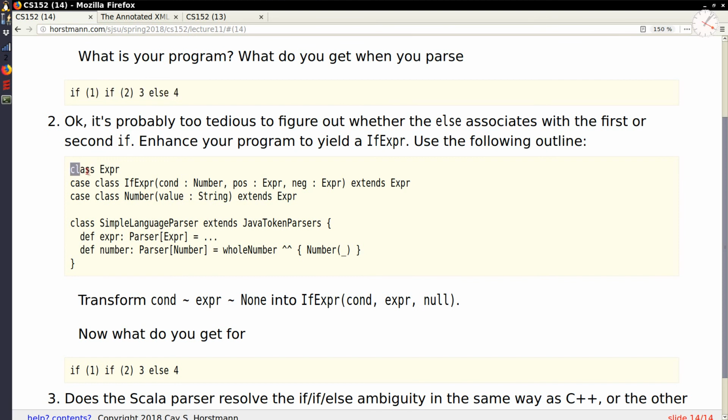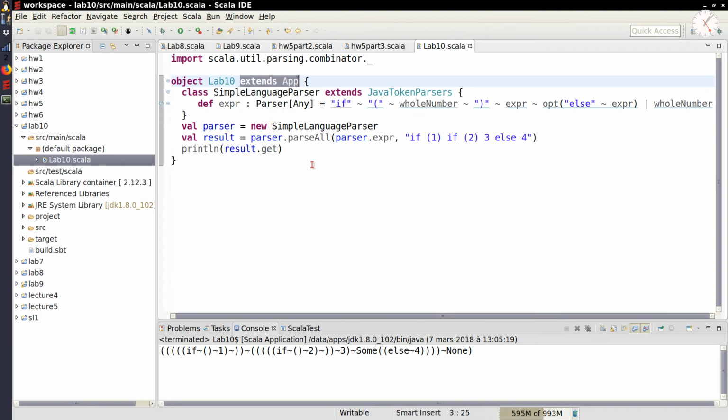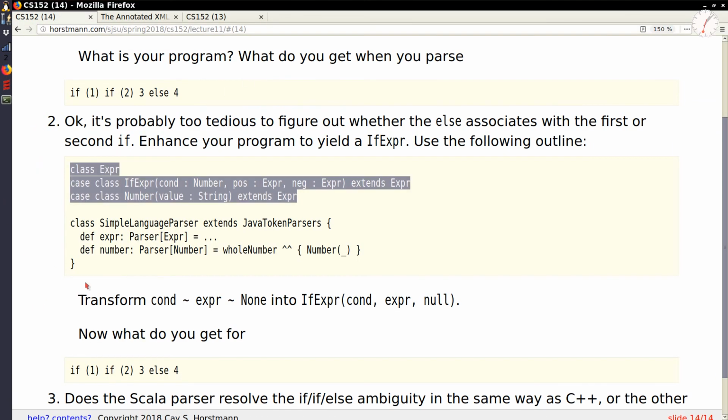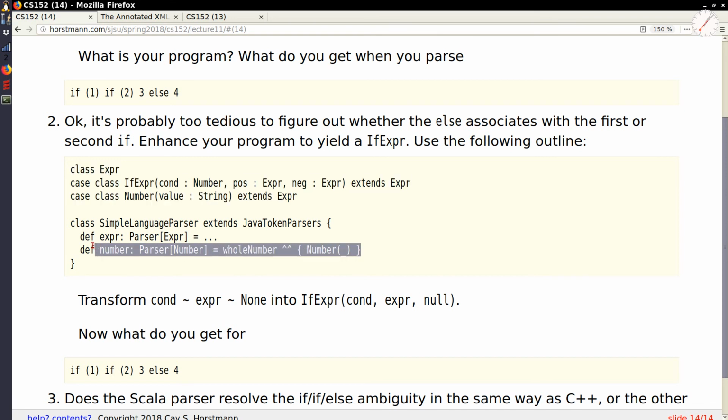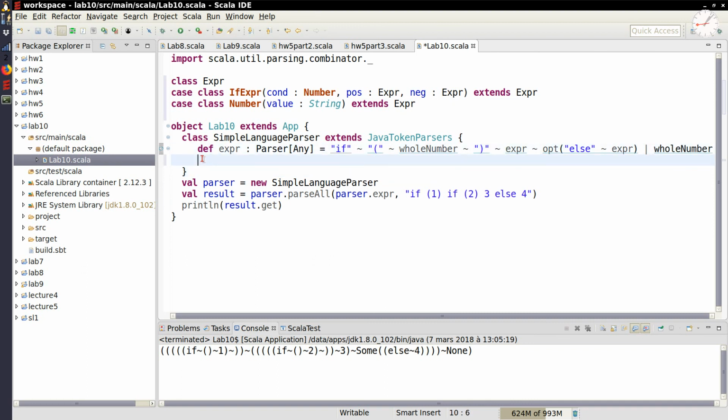So here I say, let's have two kinds of expression, an if expression and a number. And let's just produce a more realistic parse tree. I was also told to use this rule for numbers, so I don't have to hunt for that. Now that means that over here we're back to numbers and not whole numbers.